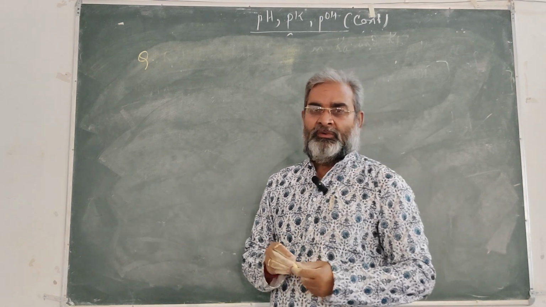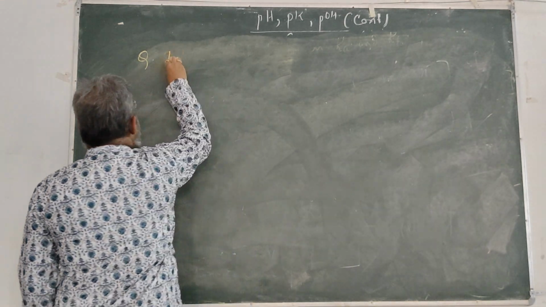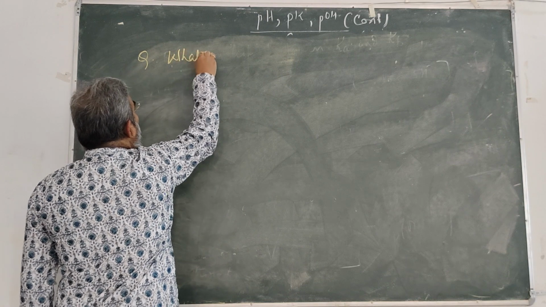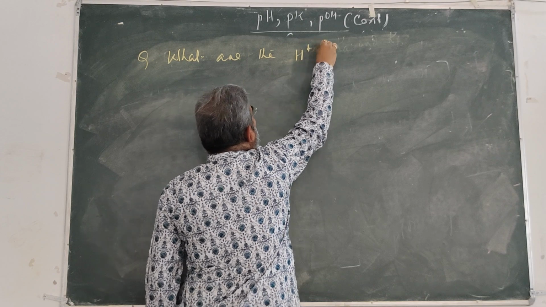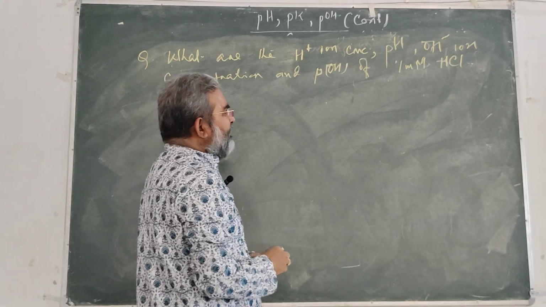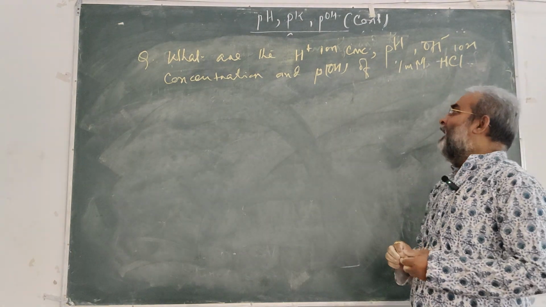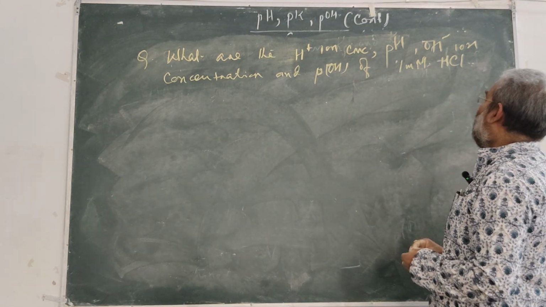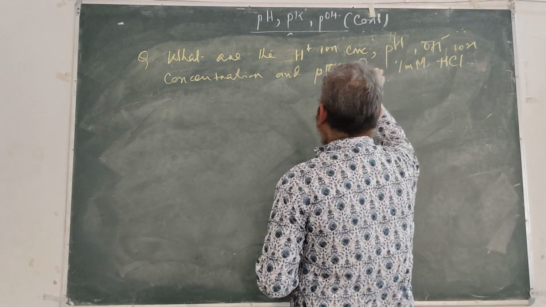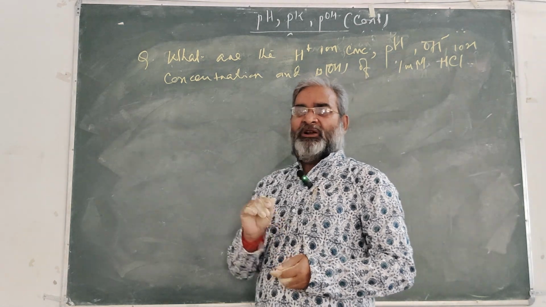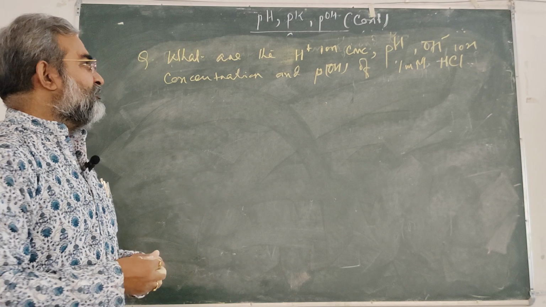क्वेश्चन बोलो। What are the H plus ion, pH, OH minus ion concentration and pOH of 1 millimole HCl? Here the 2 or 3 components are asked here, but in questions it may be 1 asked or it may be 2 asked, but here the 4 patterns.